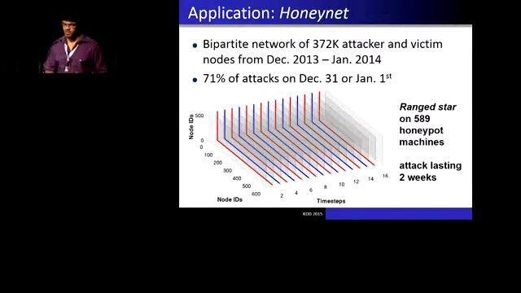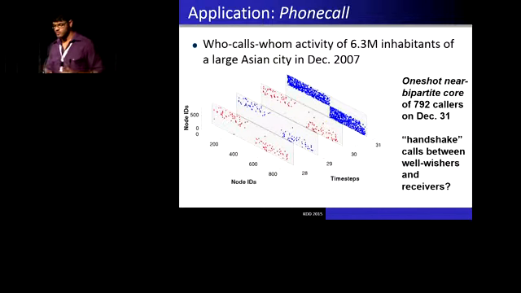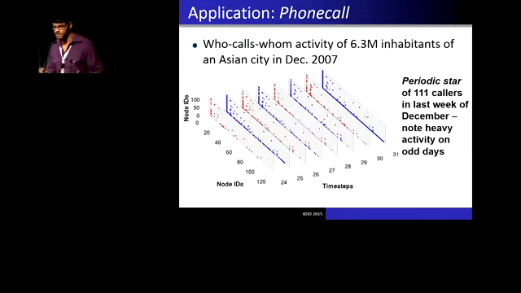Here we find a ranged attack on many machines over time. It's a star which forms on 589 targeted machines which are attacked over a span of 2 weeks. In the DBLP co-authorship data, we find about 40 authors who are collaborating very densely together for 7 years, but all of a sudden stop collaborating. This is a phone call data set. This is perhaps one of the most intriguing things we saw. We found a near bipartite core of about 800 callers on December 31st. Don't know what this is, but it could be, for example, handshake calls between well-wishers and receivers on a holiday.